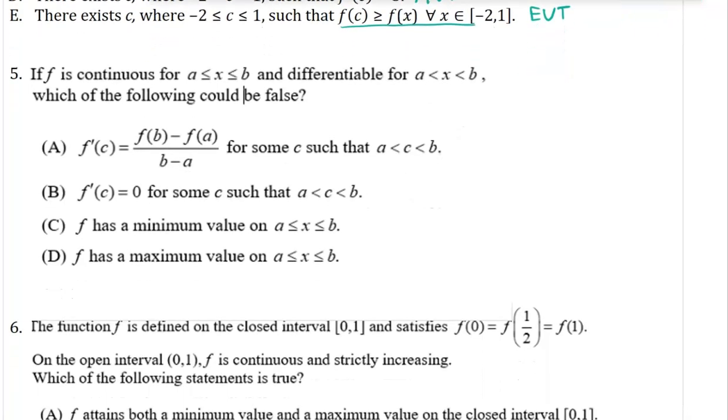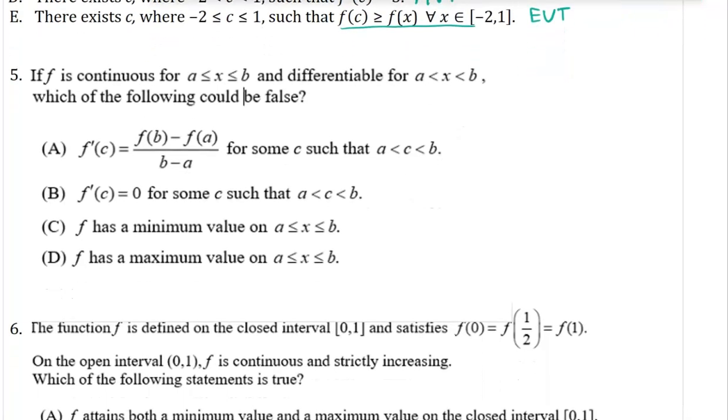Okay. And then another multiple choice question here. F is continuous on the closed interval and differentiable on the open interval. What could be false? Once again, based on those conditions, I know that the extreme value theorem and the mean value theorem both have to apply. So f prime of C is equal to f of B minus f of A over B minus A for some C inside the open interval. That one is true by the mean value theorem. The derivative is equal to 0. Is there a place where the derivative has to be 0? Nope, I don't think so.